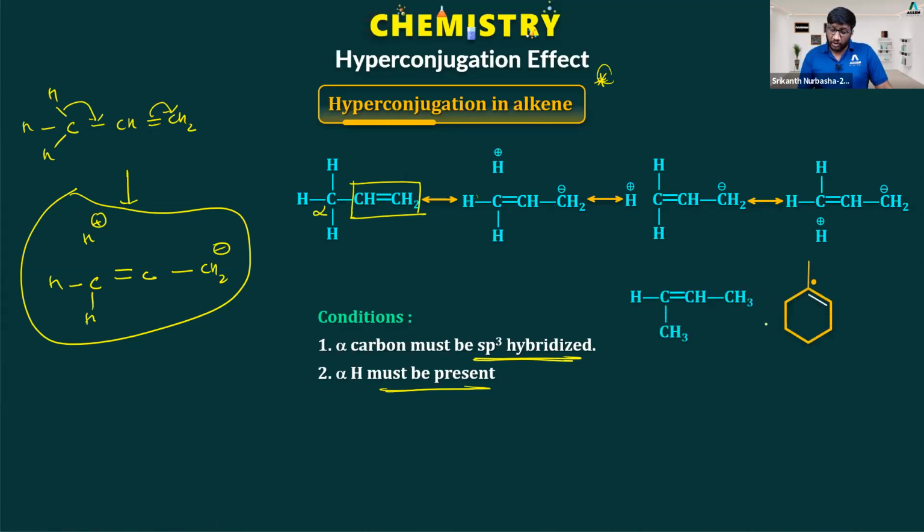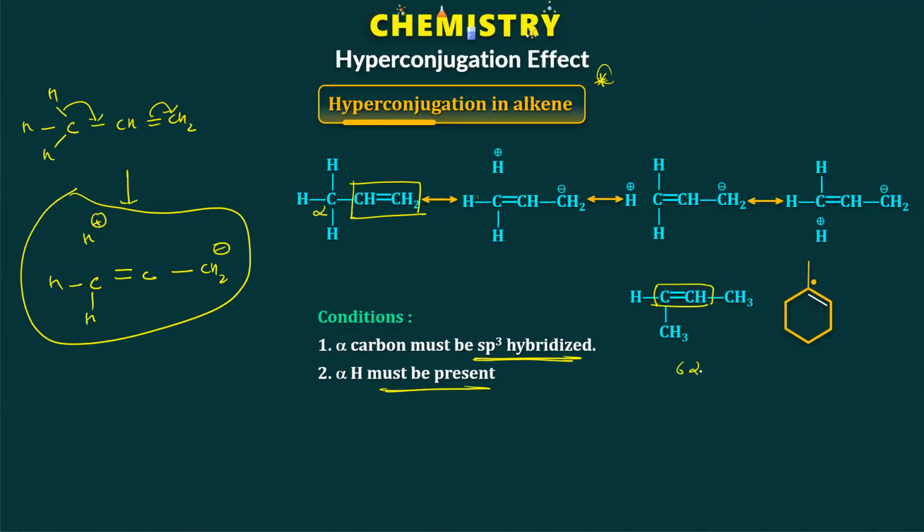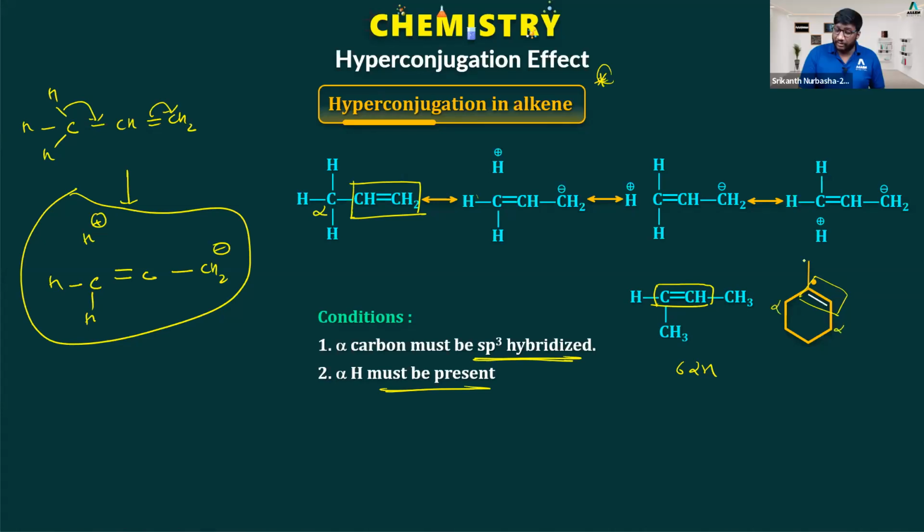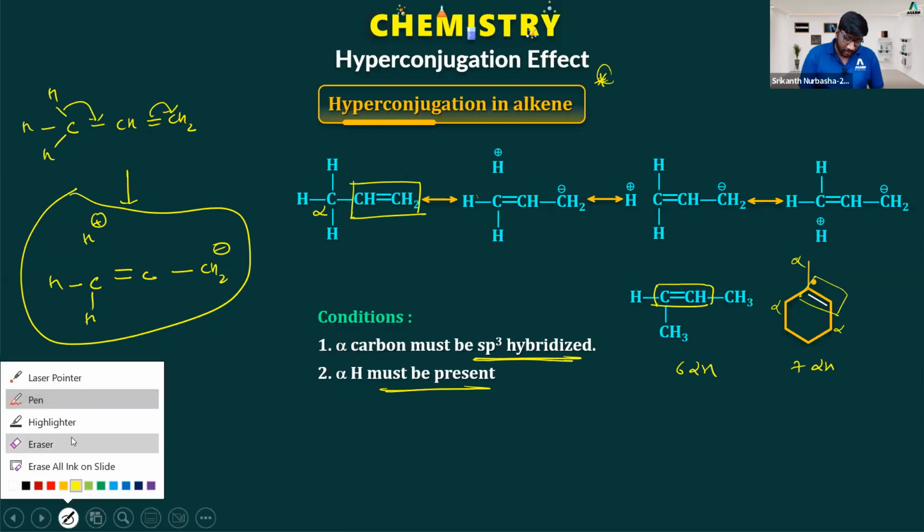Compare here, which is more stable? CH3, C double bond C. This is your system, the C double bond system. 6 alpha hydrogens here. You can take this double bond system. If you take this double bond system, what will you have? This is alpha, this is alpha, this is alpha. 3 plus 2 plus 2, 7 alpha hydrogens. But is it stable or less stable?